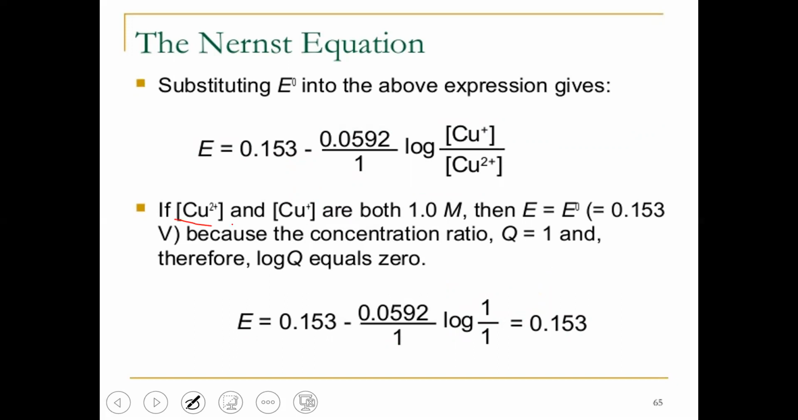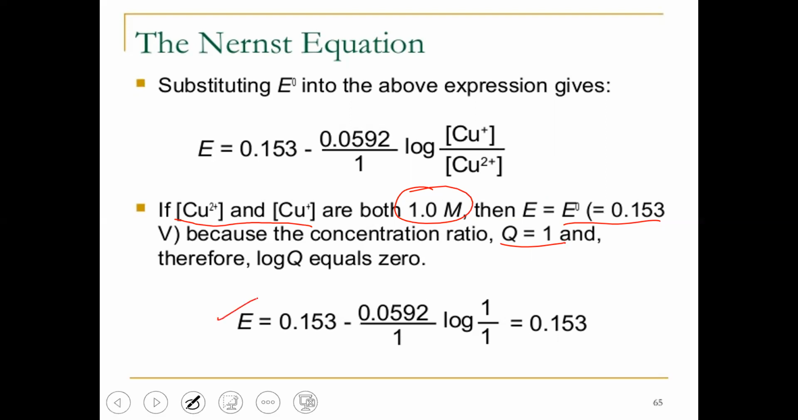So here the concentrations of Cu2+ and Cu+ are both 1.0. Then E naught is equal to 0.153 volts, and Q is equal to 1. Q is nothing but the ratio of the concentration of the products to the concentration of the reactants. So substitute all these values.